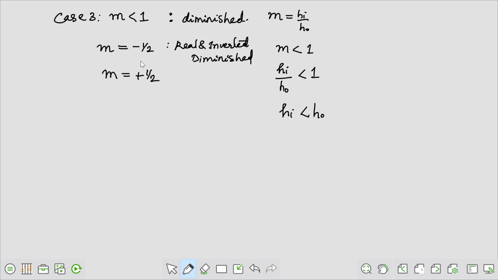So here the sign is minus. So what does it mean? Real and inverted. Here the magnitude is 1 by 2, which is less than 1. So what is the size of the image? Diminished. Now let's see another example. Magnification plus 1 by 2. So plus, what does the sign indicate? Very good. Virtual and erect. Now the value is 1 by 2. 1 by 2 is less than 1. So again, diminished.